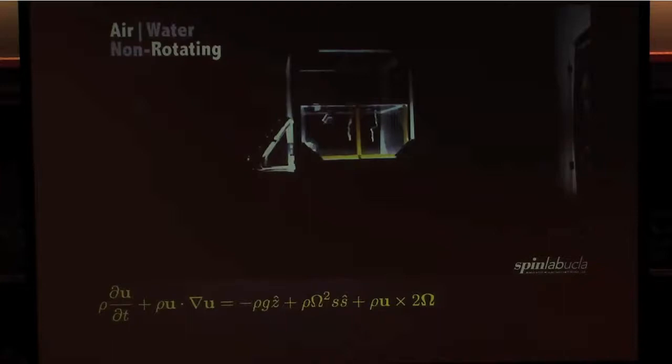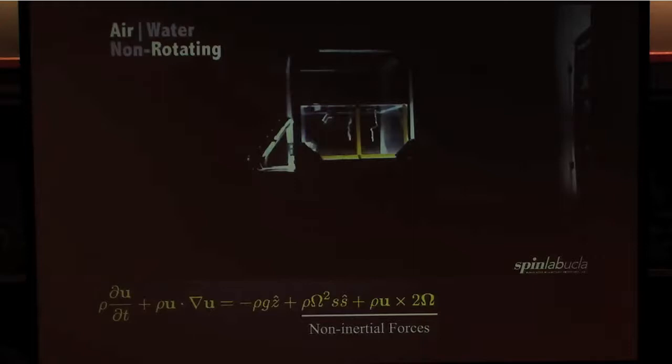So s is the cylindrical radius. The farther out we are, the stronger this is. And we have Coriolis acceleration, which is constantly moving things off to the side. Okay? So these last two terms are non-inertial forces. But if we transform into that frame, that's what we get. Those exist in that frame, in that description.